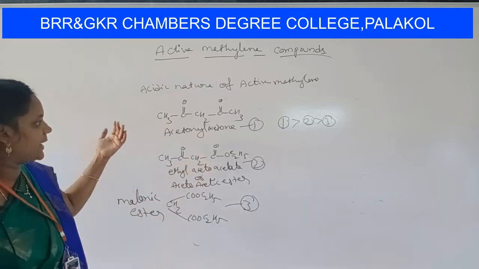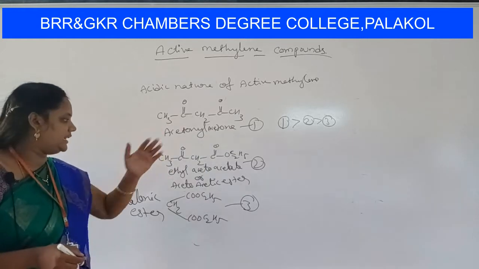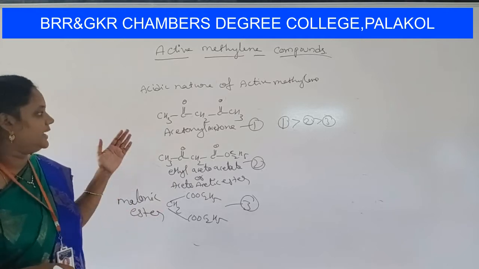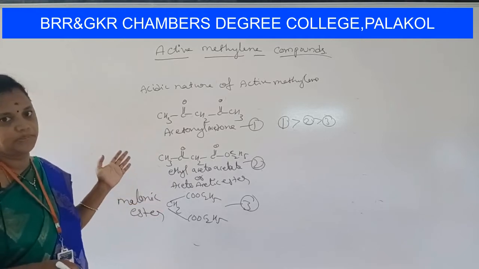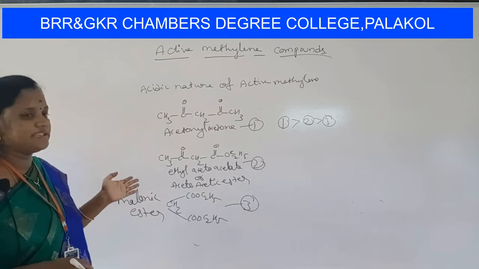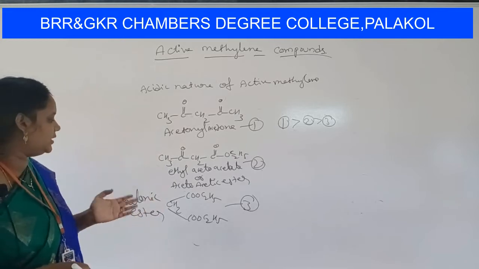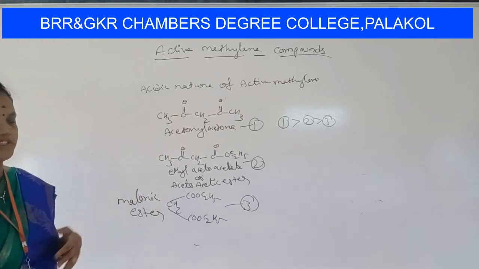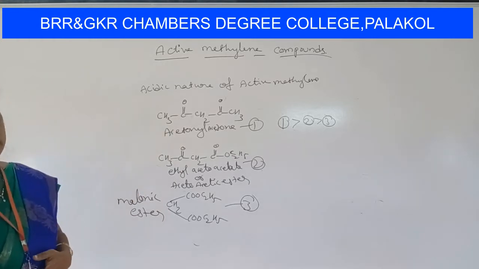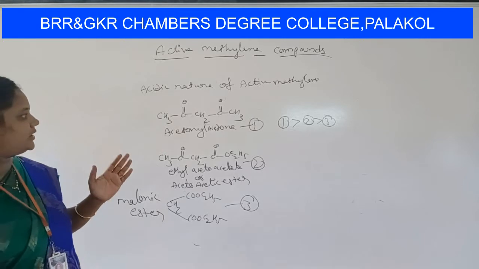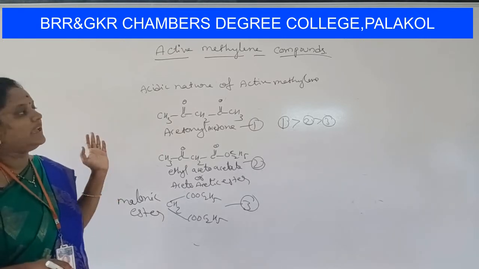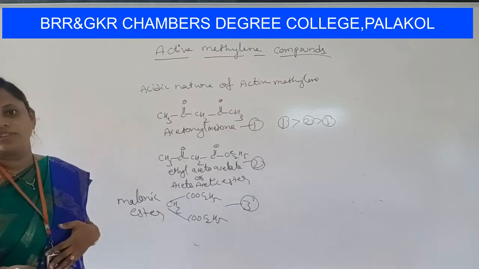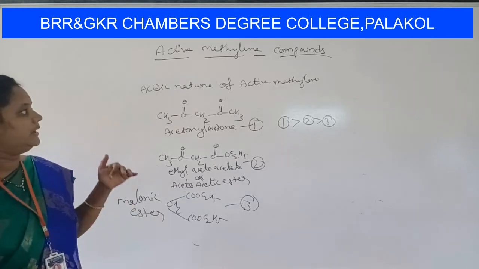That's why if you compare the acidity of acetonyl acetone, acetoacetic ester and malonic ester, the acetonyl acetone occupies the first position, followed by acetoacetic ester in the second position, followed by malonic ester which occupies the least position. Okay students, this is about the comparison of the reactivity of active methylene compounds. Let us move into the next topic.